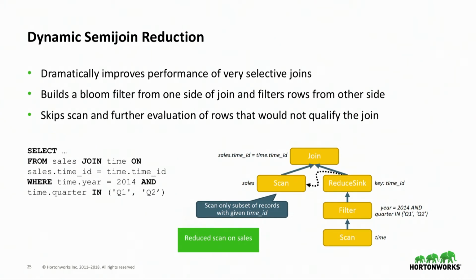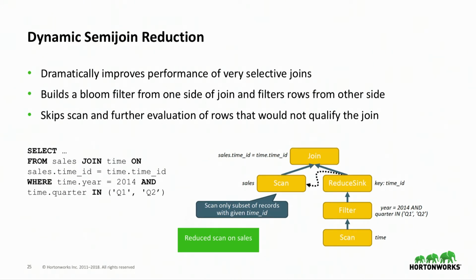But if, let's say, your join is very selective, and there was a way you could transfer the values from the dimension side, or the smaller table, or let's say the more selective side, into the larger scan and dynamically filter it before it even reaches the join operator.